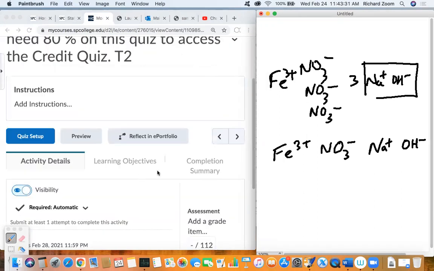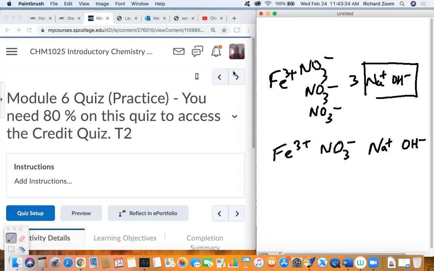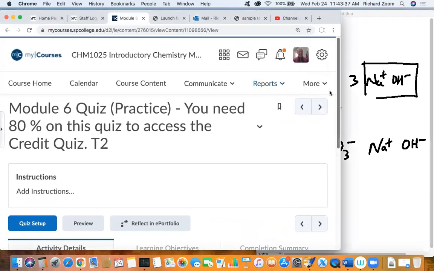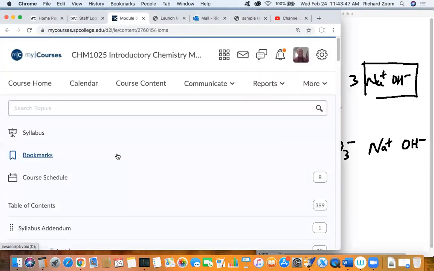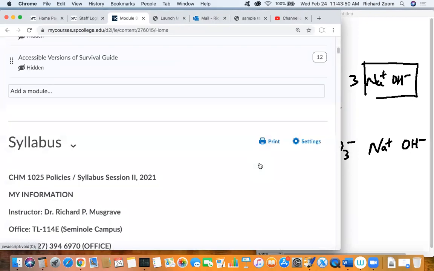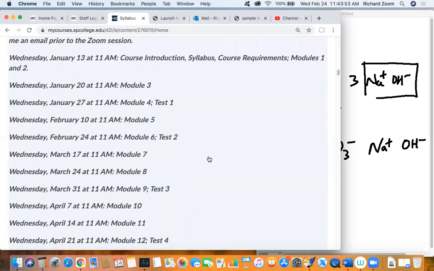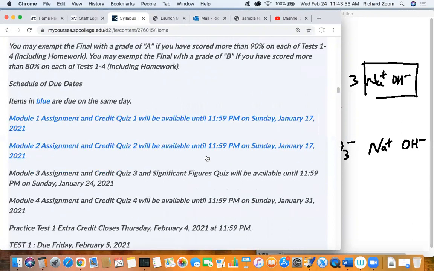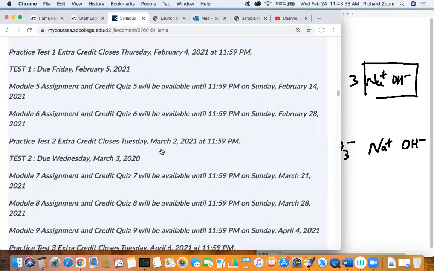But okay. Let's take a look at the test here. Now, remember, you can take the test anytime up to the due date. I'm hoping people are aware of that. You don't have to wait until the day it's due. Now, according to the syllabus, module 6 is due on February 28th, so that's 4 days from now on the Sunday. The test 2 is due on Wednesday of next week.